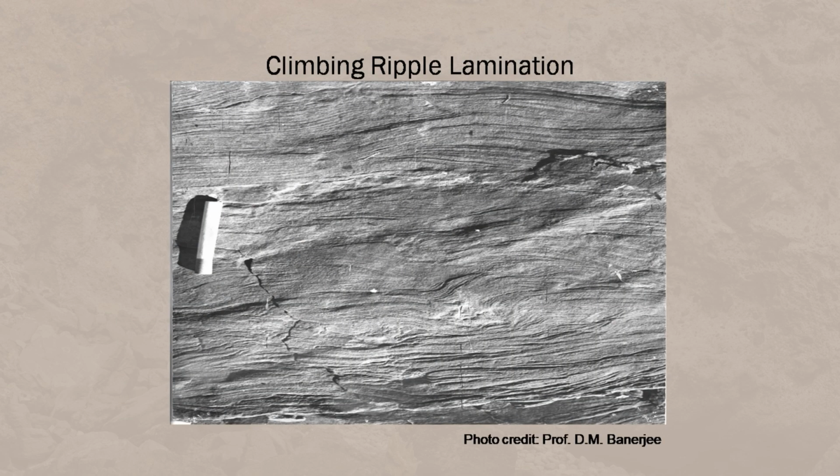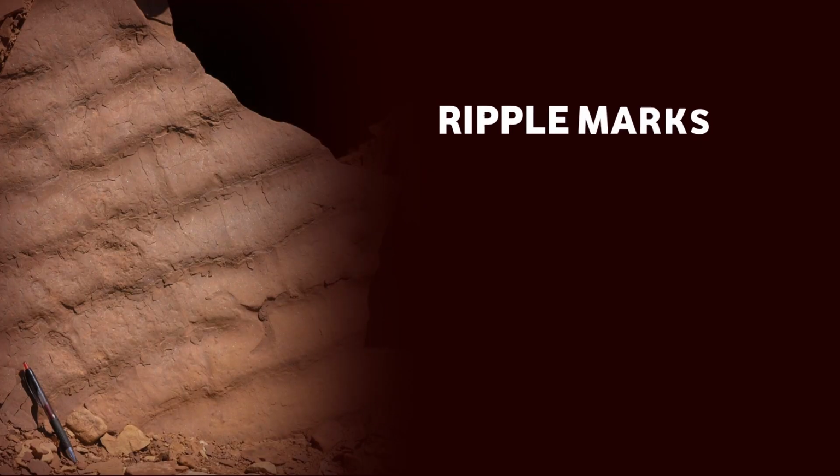Another one is ripple lamination. These ripples form cross beds, so therefore the cross beds form ripples. So it is a mixture of ripple and cross bed, and it gives rise to what we call a climbing ripple lamination. Another type of structure is ripple marks.